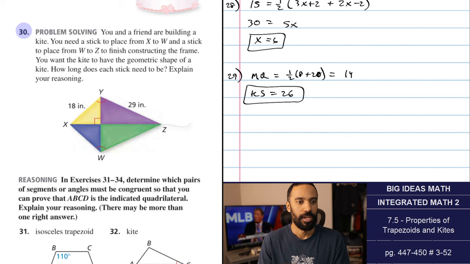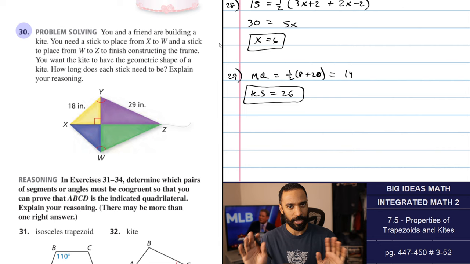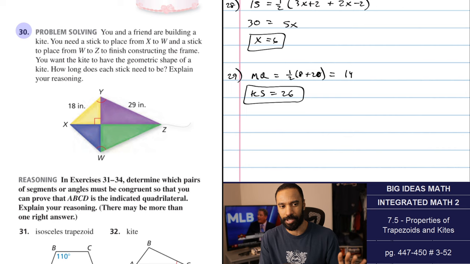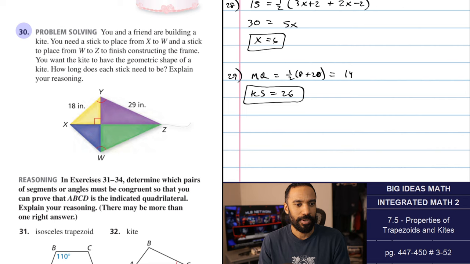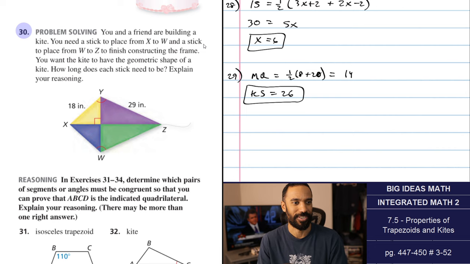You and a friend are building a kite. Now, I wonder, before I keep going, can kites be rhombuses and still fly, right? It doesn't need to look like this shape. Totally. You and a friend are building a kite. You need a stick to place from X to W, 18, and a stick to place from W to Z, 29. To finish constructing the frame, you want the shape to be a kite. How long does each stick need to be? Explain your reasoning.